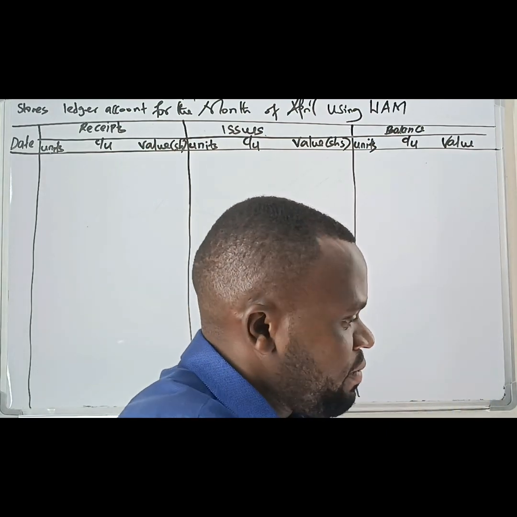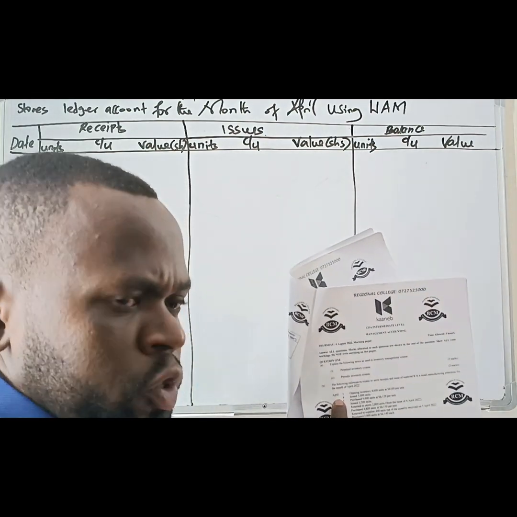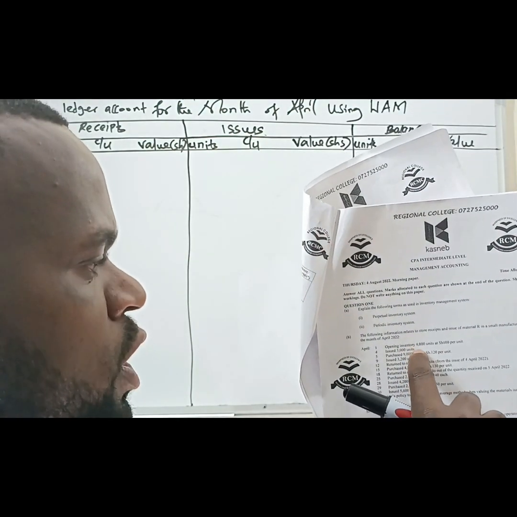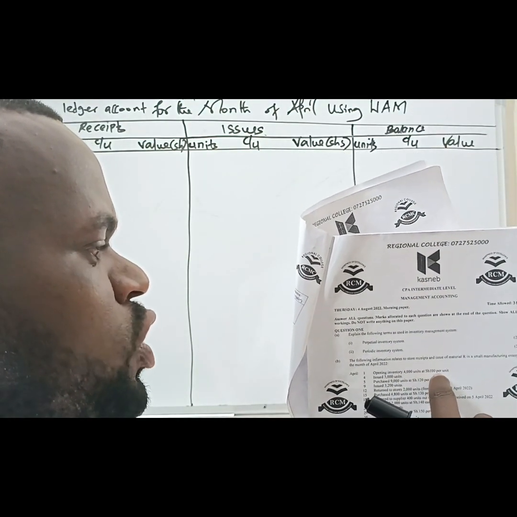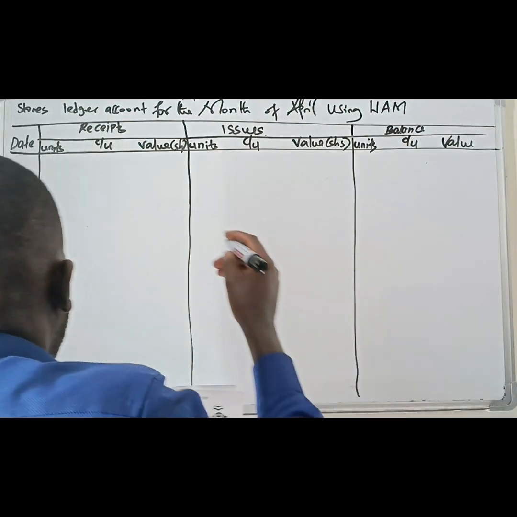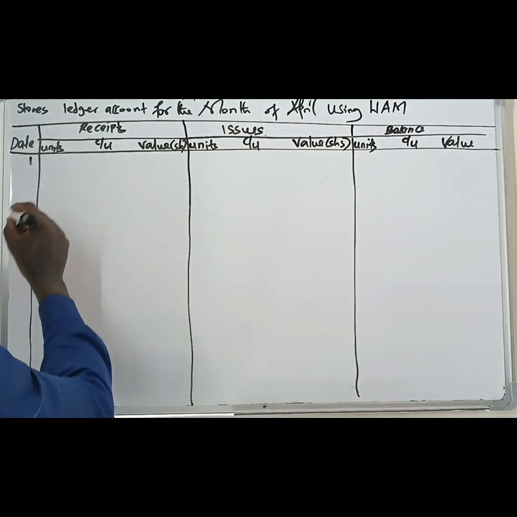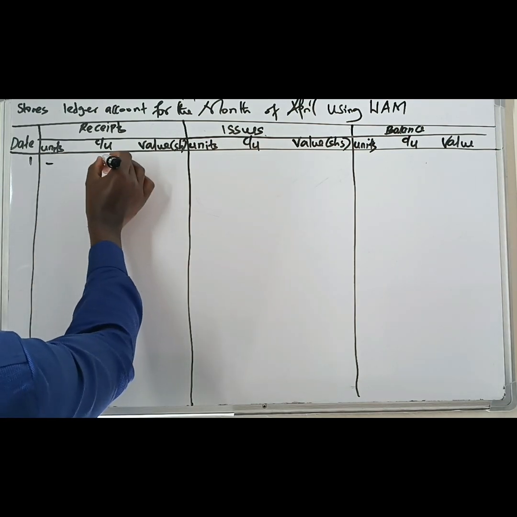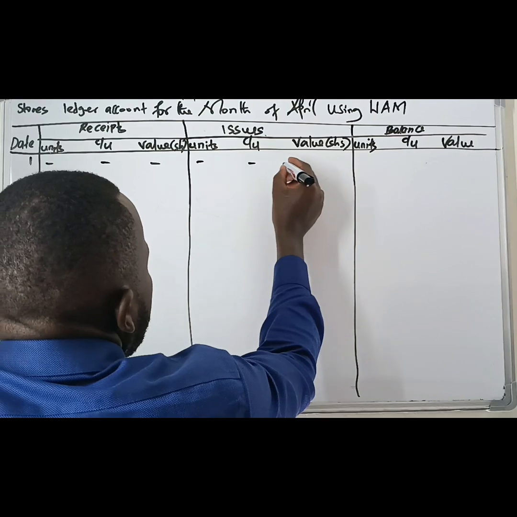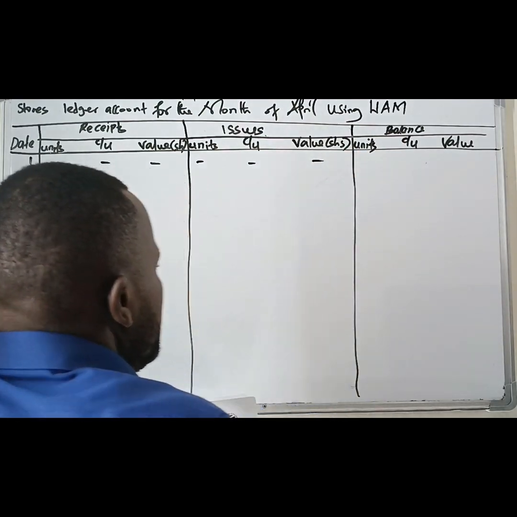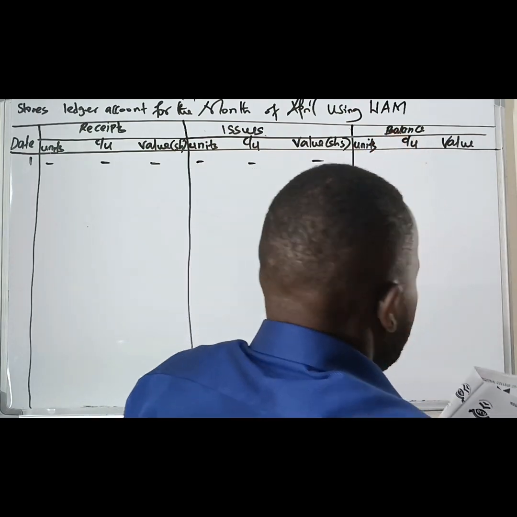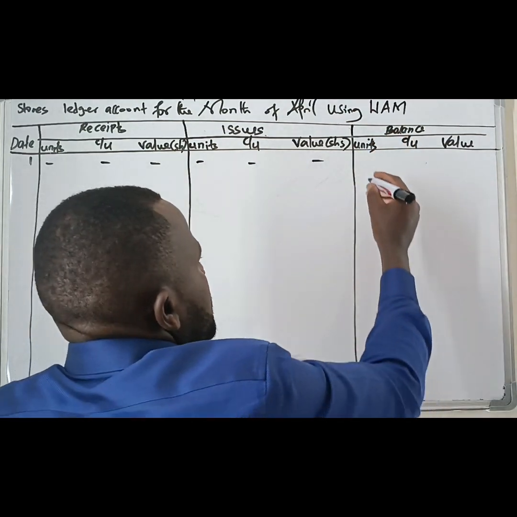So let me read very carefully. Here you can see April 1st opening inventory is 4,000 units at 100 shillings per unit. So you will come here, you write date 1. You can put a dash because the balance you record under balance, so don't be confused. You go all through to where the balance is. That's the opening balance. You start here.